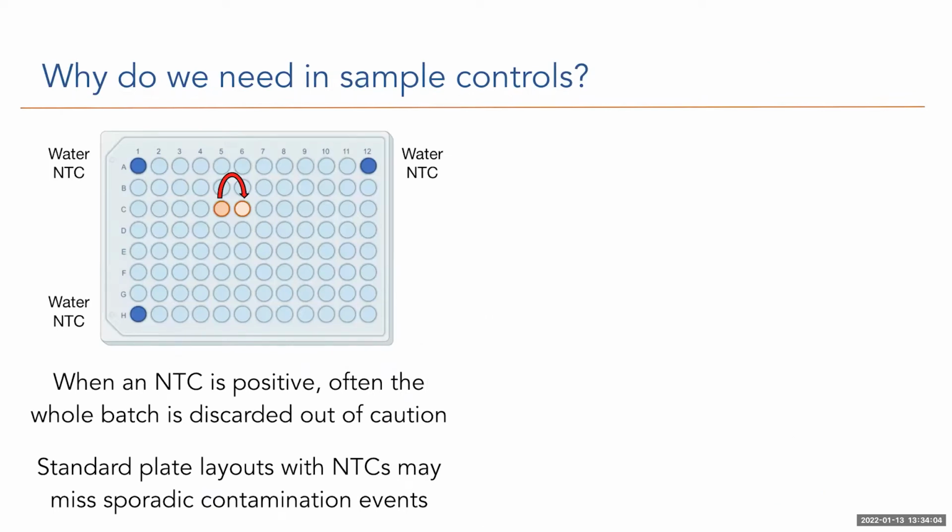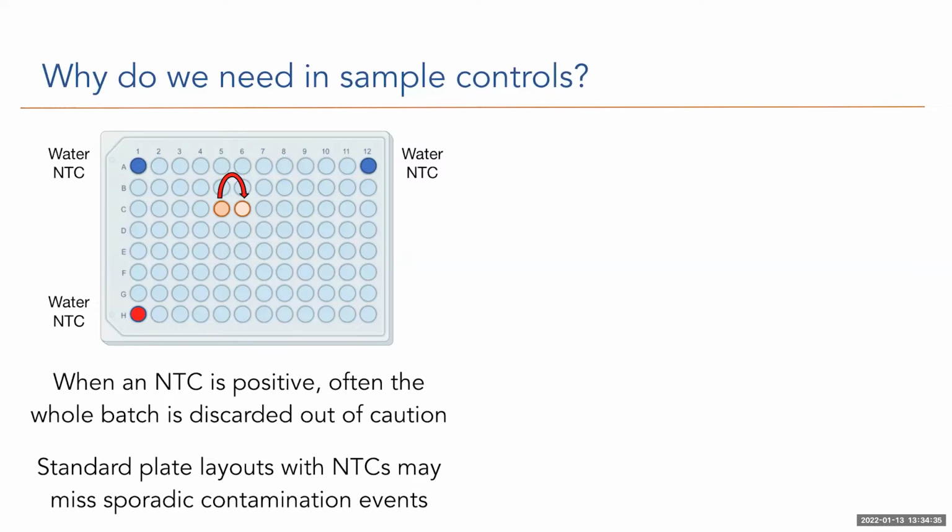The approach that we settled on was that we felt really strongly that we were going to need more than just water controls on a plate. We were going to need something in every sample, in every well, if we were going to pick this up robustly. There are two reasons why we felt strongly about this. The first is that with an NTC, normally people have one or hopefully multiple water controls on a plate, but they're only in a few parts of your plate.